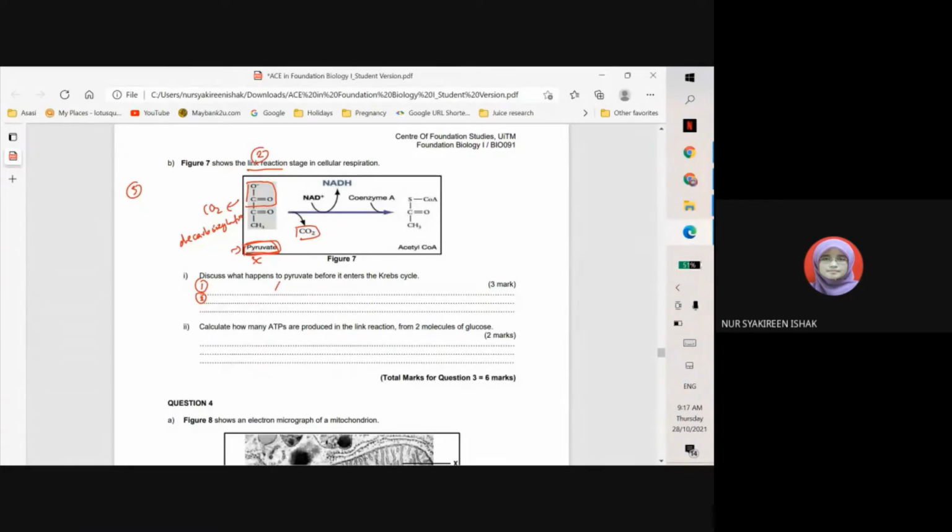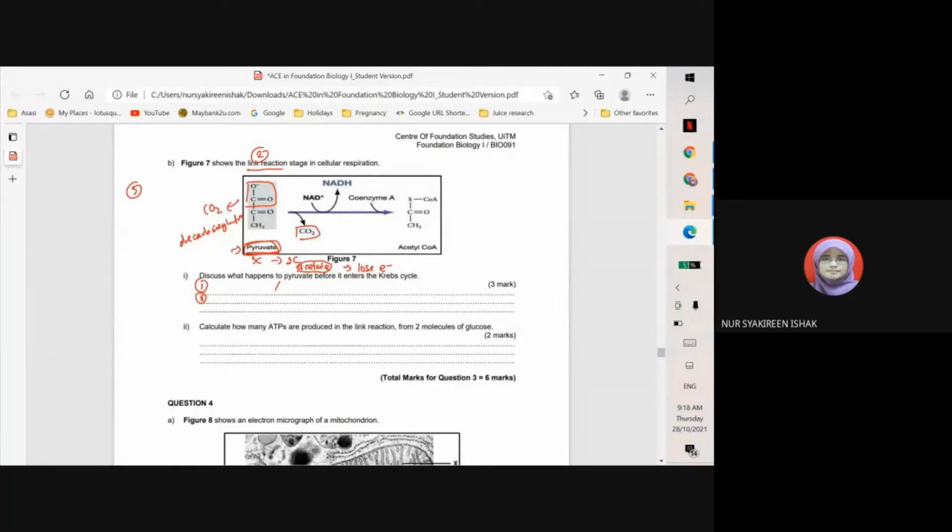releases electrons. It means that pyruvate, when it releases carbon dioxide, becomes a 2-carbon compound, which is acetate. Acetate is a 2-carbon compound. So in the formation of acetate, the molecule will lose, so this is for the second point, electrons. Electrons will be lost from the remaining 2-carbon molecule, which is acetate. That is for the second point.